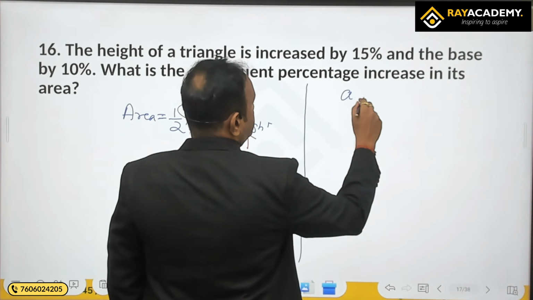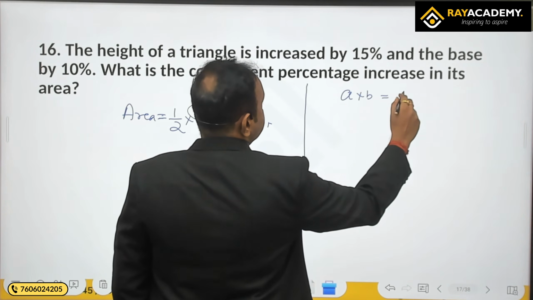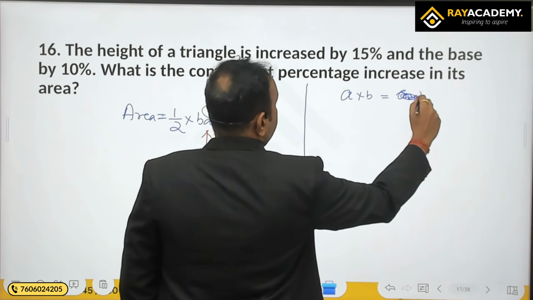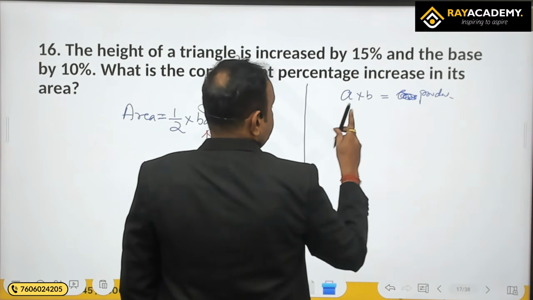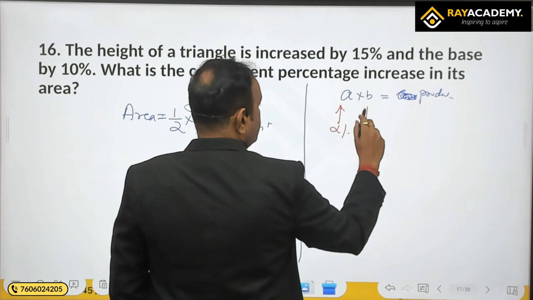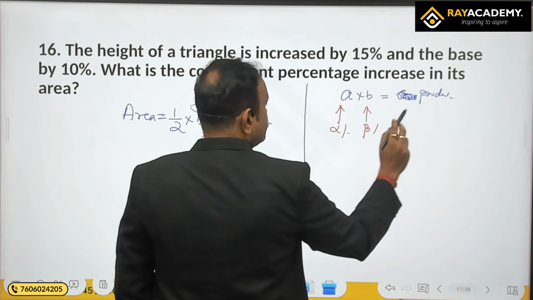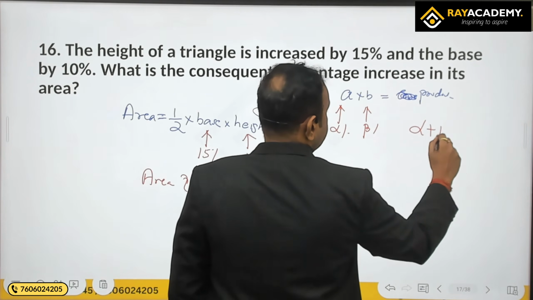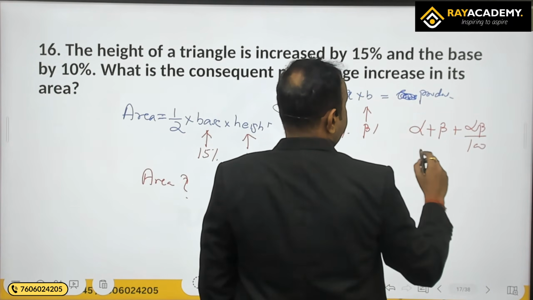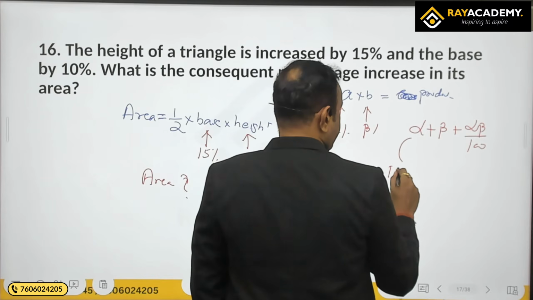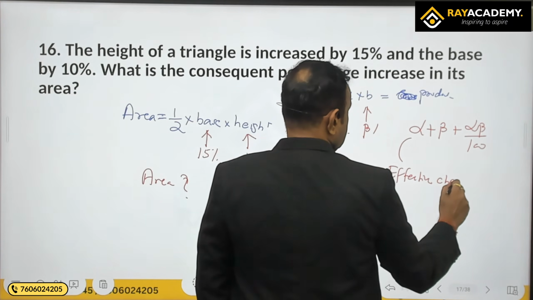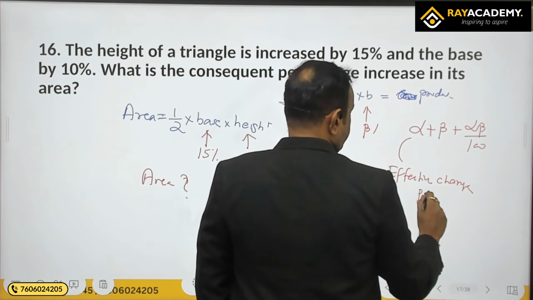Suppose the product of two numbers is given, some constant. If A has alpha percentage change and B has beta percentage change, then what will the product's change be? Alpha plus beta plus alpha beta by 100, which is the effective change percentage.